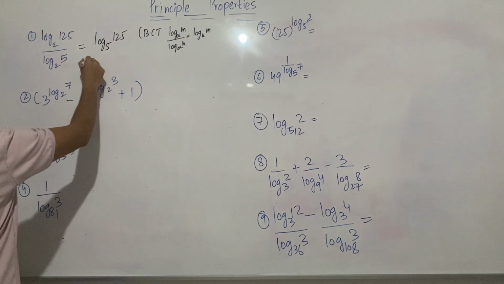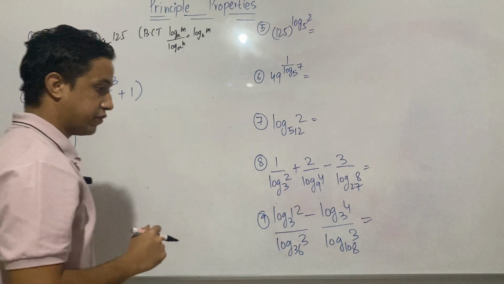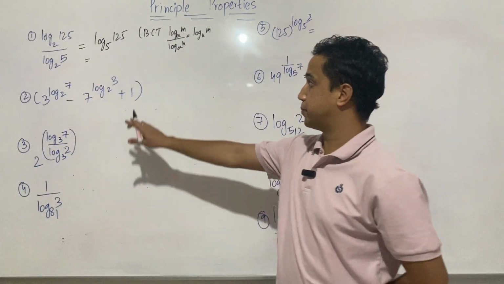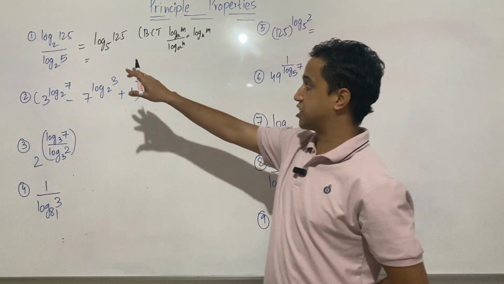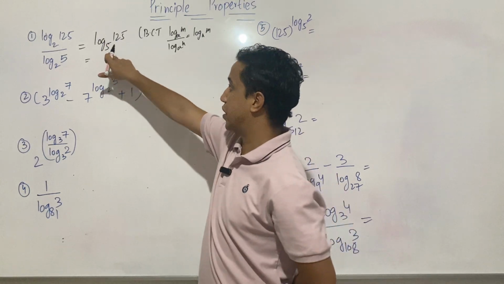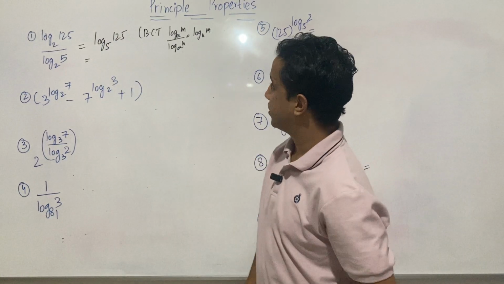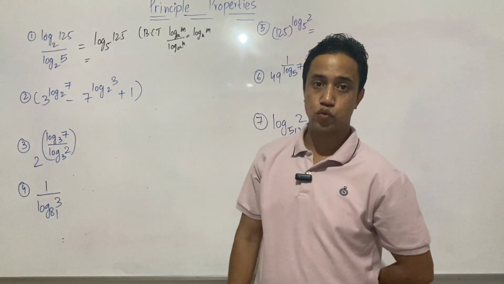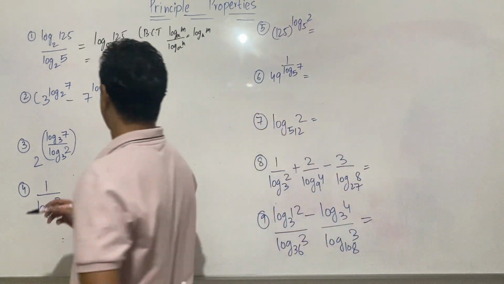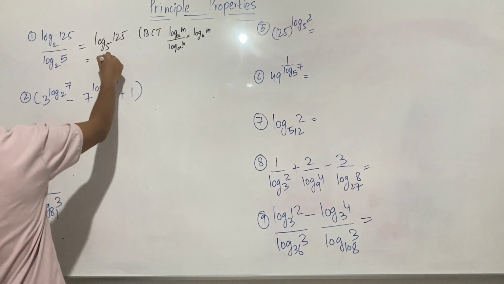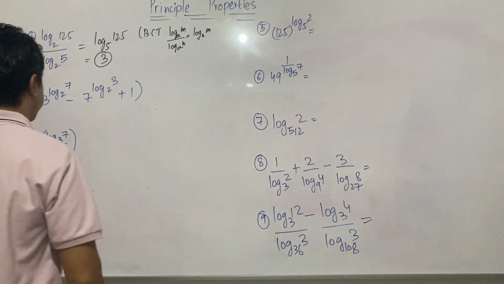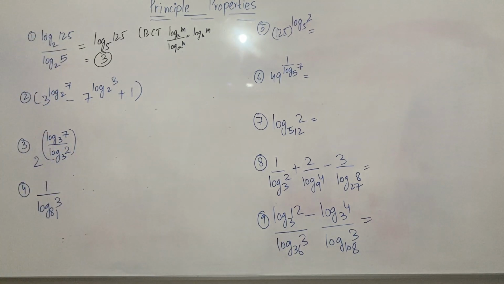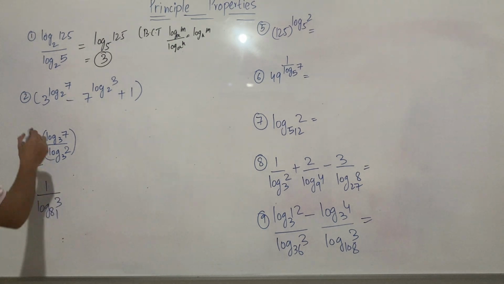So now you can think, what does it mean? It means that to what exponent should we raise this 5 to get 125 as our answer? So the answer is 3, right? Now let's go to question number 2. I hope it is clear, right? Now go to question number 2.